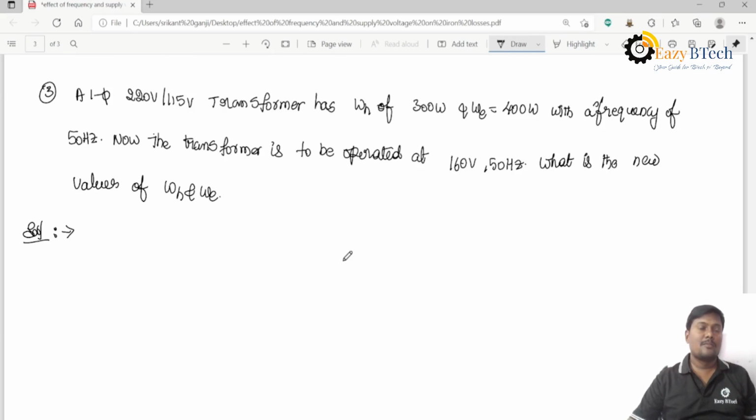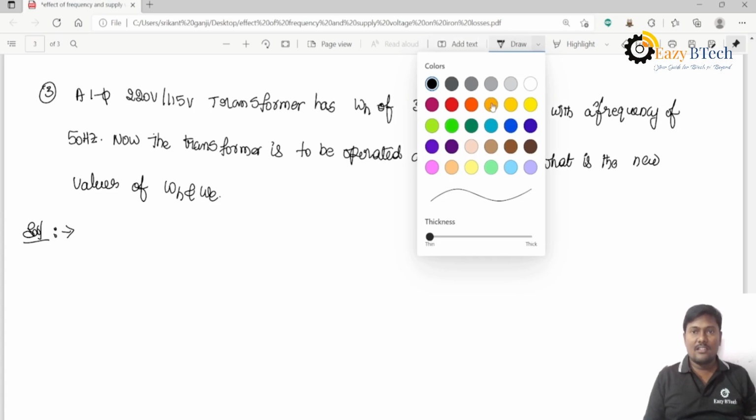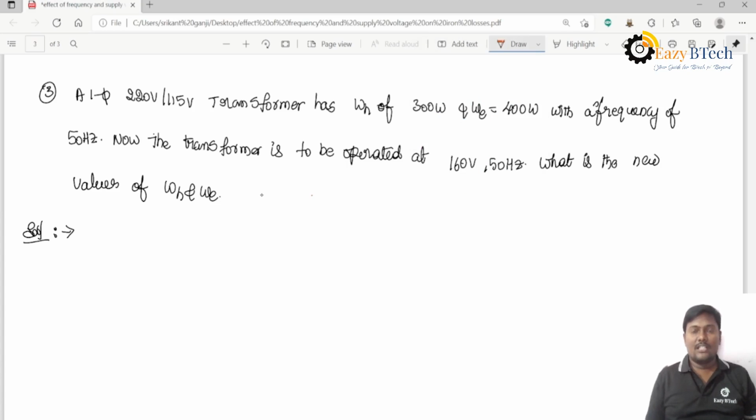So coming to the next problem, a single phase 220 volts by 115 volts transformer has hysteresis loss of 300 watts and eddy current loss of 400 watts with the frequency of 50 Hz. Now the transformer is to be operated at 160 volts, 50 Hz. What is the new value of hysteresis loss and eddy current losses? V1 is 220 volts and hysteresis loss 1 is equal to 300 watts and eddy current loss 1 is equal to 400 watts. The frequency F1 is equal to 50 Hz.